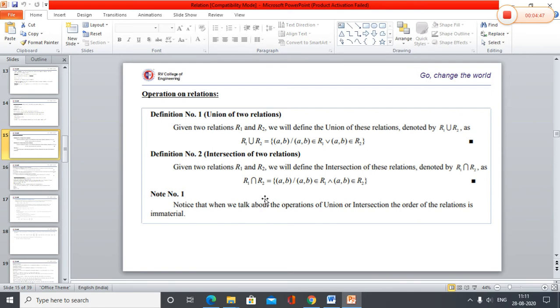So in the same way for ordered pairs, I have to take only those ordered pairs which are common in both relations. So here the order of the relations is immaterial, that is one important point regarding these two operations.